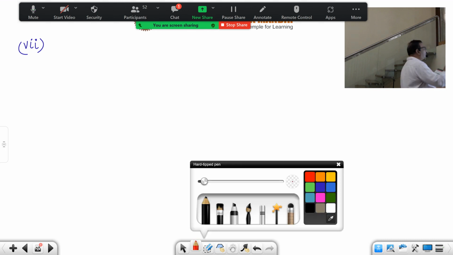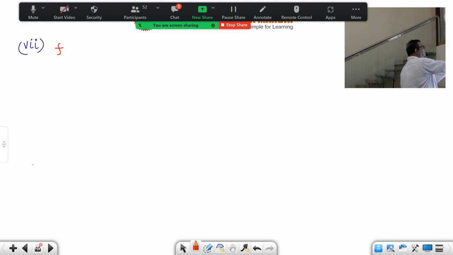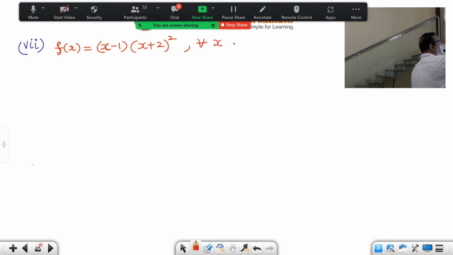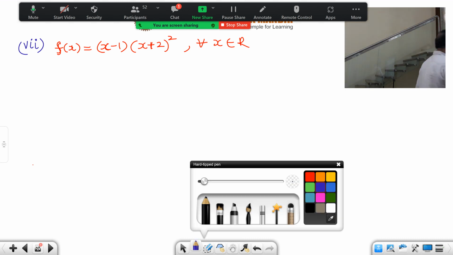Okay. f of x is equal to x minus 1 into x plus 2 whole square, for all x belonging to R. Okay, so let us see the derivative.